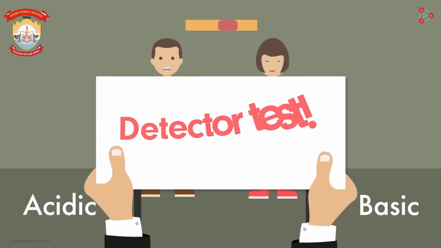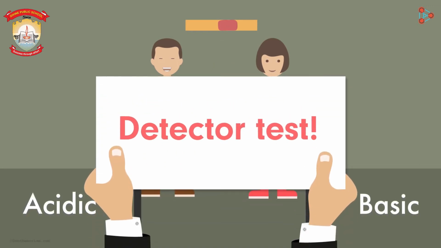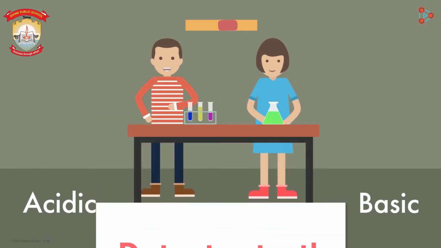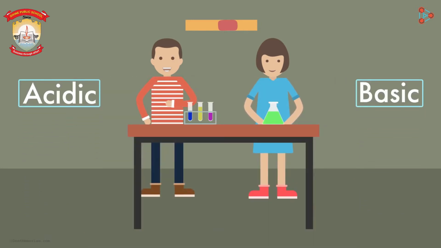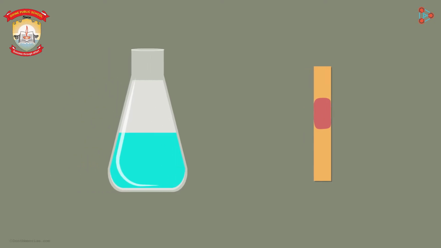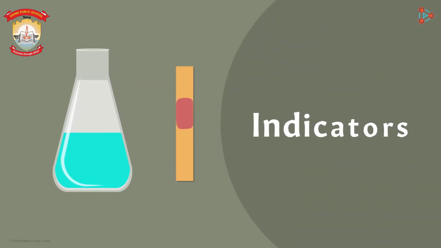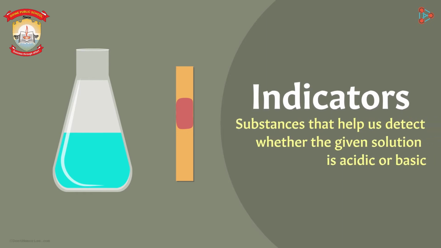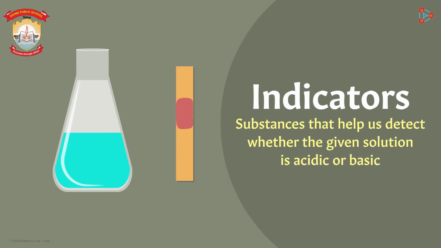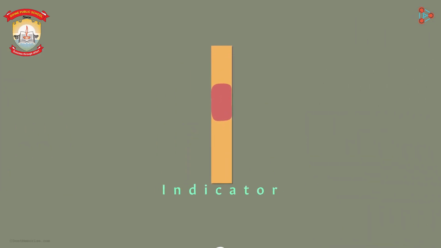The teacher returned and explained that the two had performed one of the detector tests. They were supposed to detect whether the solutions given are acidic or basic. And since the yellow paper changed color and turned red, it indicated that one solution was tested. But how does this paper tell us the nature of this solution? Do you remember understanding the concept of indicators in the previous video? These are nothing but the substances that help us to detect whether the given solution is acidic or basic without having to taste it. So, is this yellow paper an indicator?